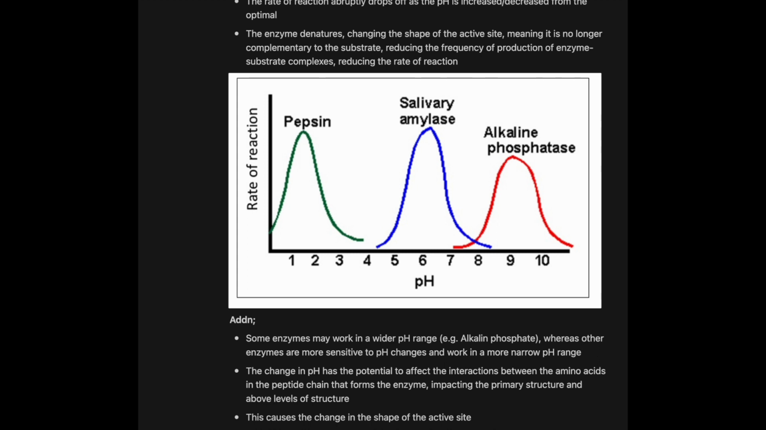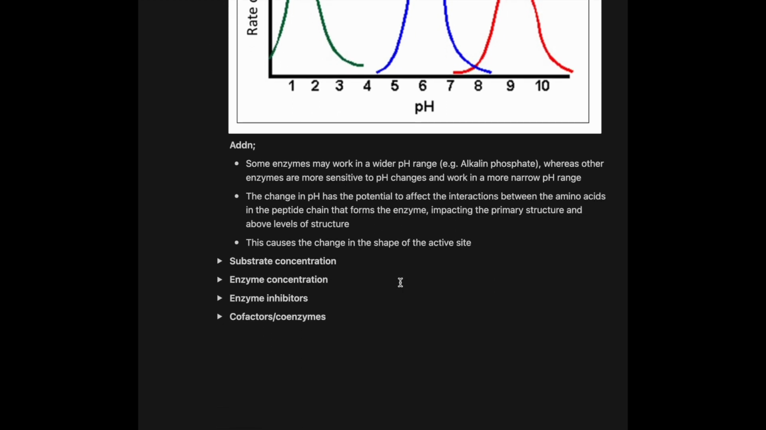And this change in pH has the potential to affect the interactions between amino acids in the peptide chain that forms the enzyme, which impacts both the primary and all the above levels of structure, which can result in the enzyme becoming nonfunctional. And like I said before, this changes the shape of the active site. All right, next factor is going to be substrate concentration.